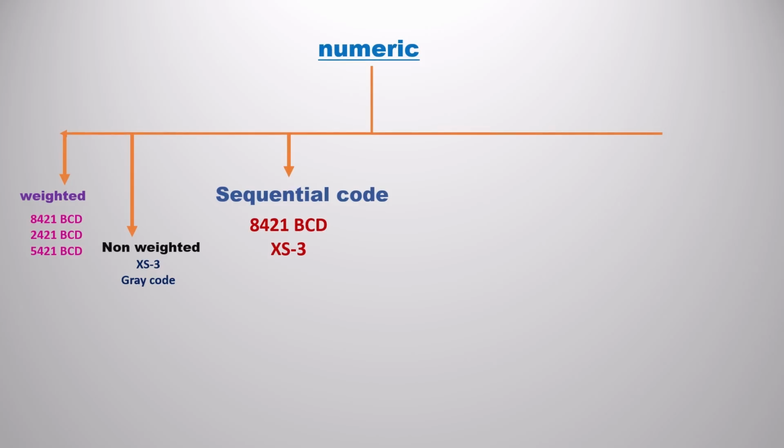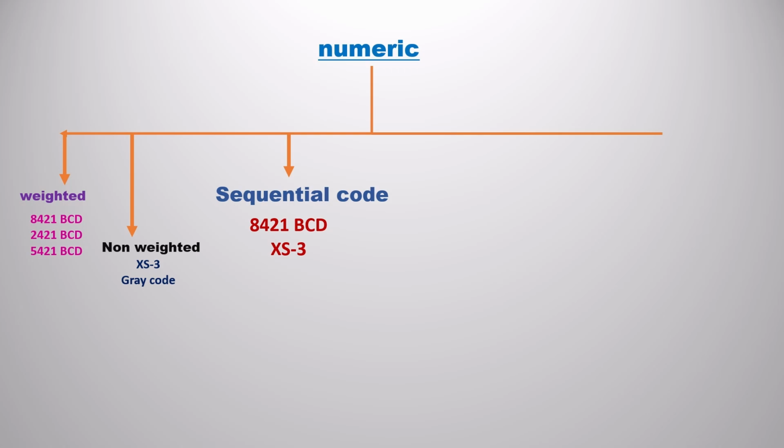We saw weighted codes, that is 3 types, up to now. There is not much more discussion about non-weighted codes, because XS-3 code and gray code we are going to cover in upcoming videos. Non-weighted simply means the weight doesn't follow the position, so the positions will not be measured with the help of weights. That's a simple definition I can say.